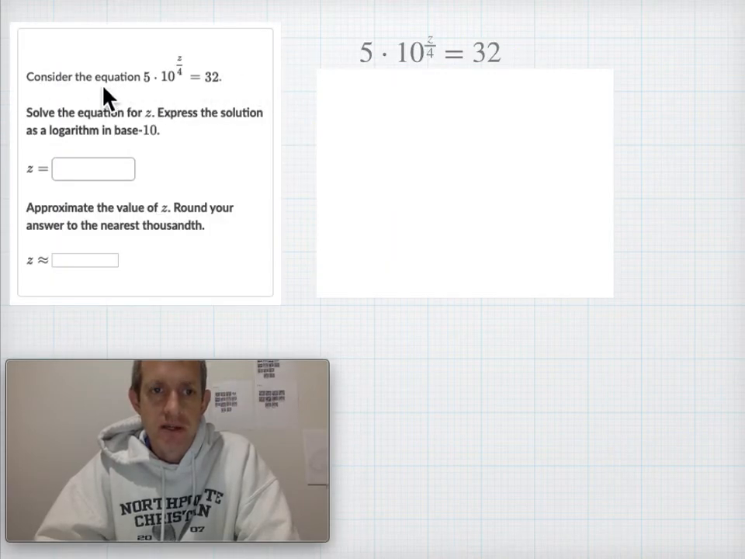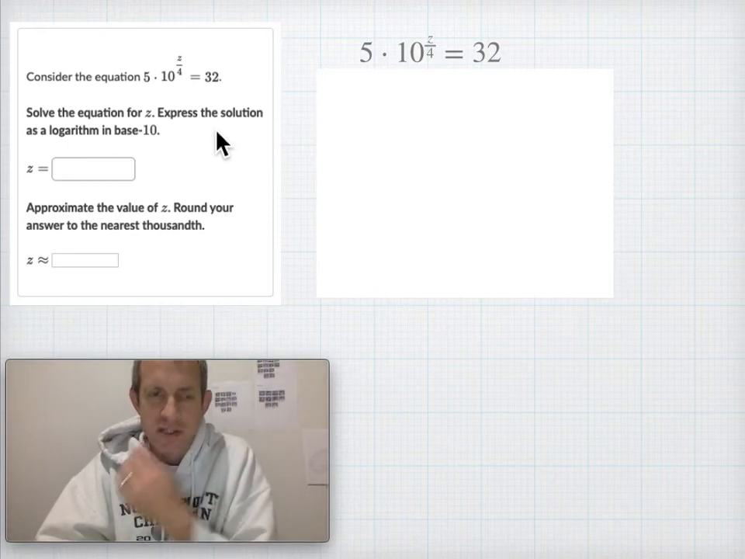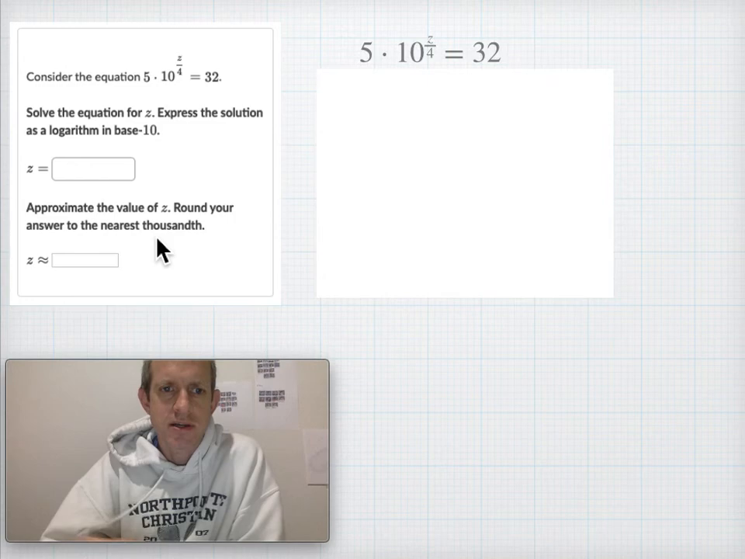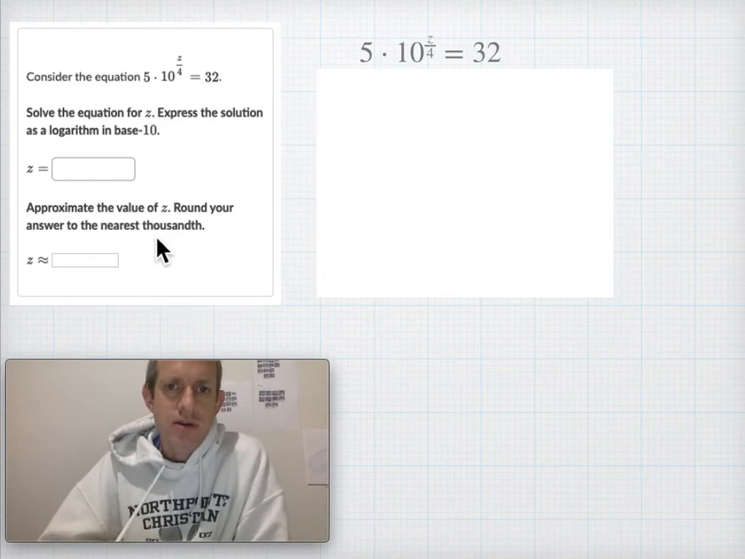So here is a question. It says, consider this equation and solve it for z. It's asking us for two different answers. It wants the answer in exact form, and it also will want an answer approximated using a calculator.